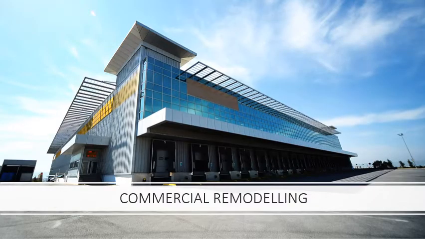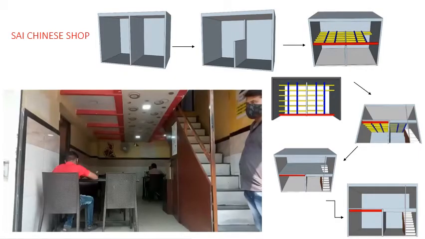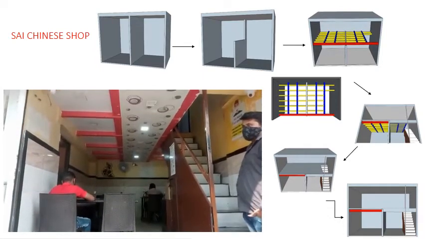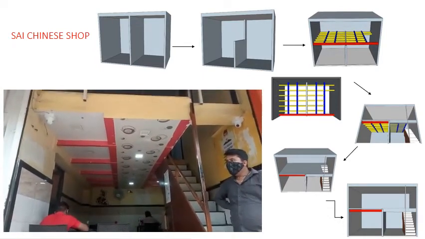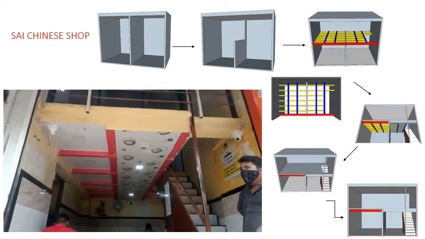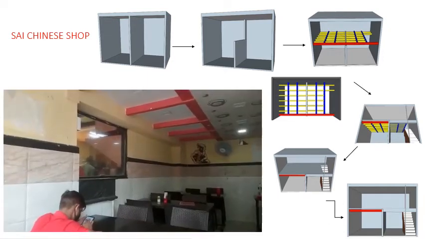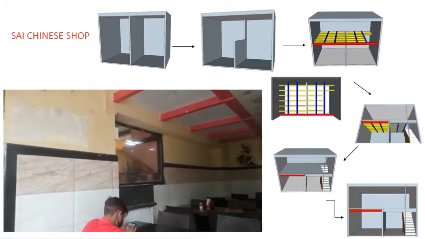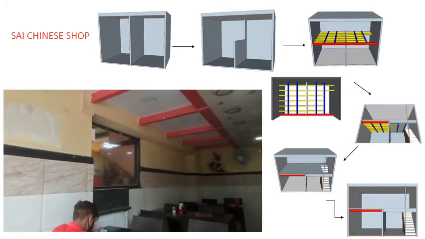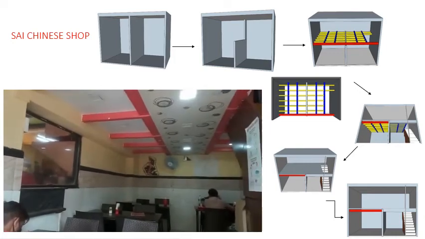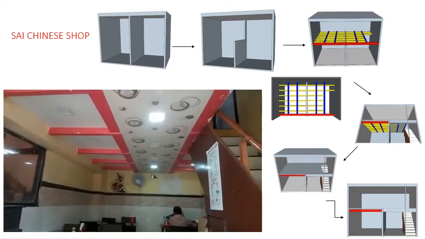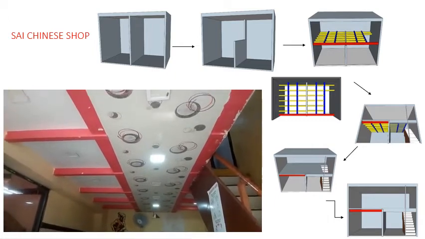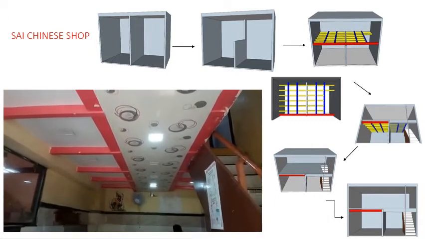So now we can see commercial remodeling. Here is a commercial shop, Sai Chinese, which is in Nasik. Here is a sitting area, or we can say the dining area, and adjacent to it is the kitchen area. We can see here the metal beams are introduced. A mezzanine floor is introduced for the sitting area on the upper floor.